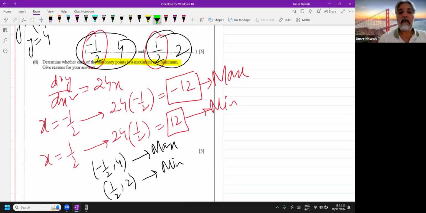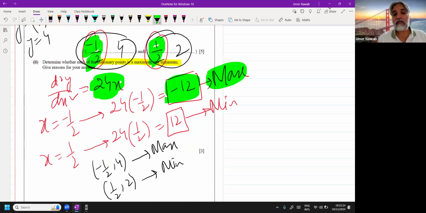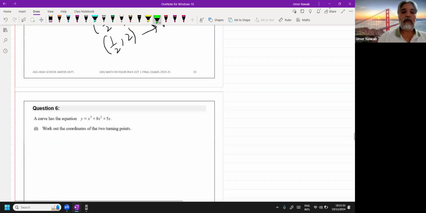How did I decide it? I found the second derivative first, and I plugged the x values one by one into the second derivative. If the second derivative turns into a negative answer, it's a maximum point. And if the second derivative gives you a positive value, then the point it is representing will be a minimum point.